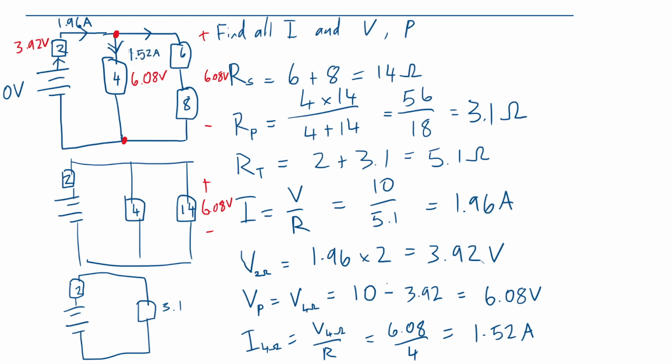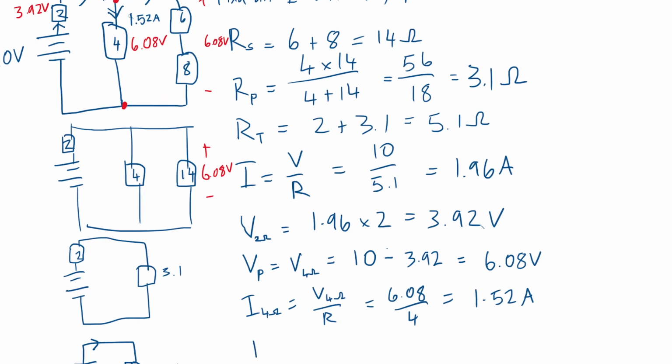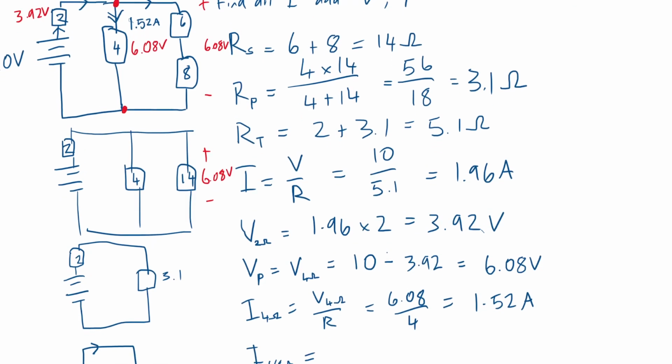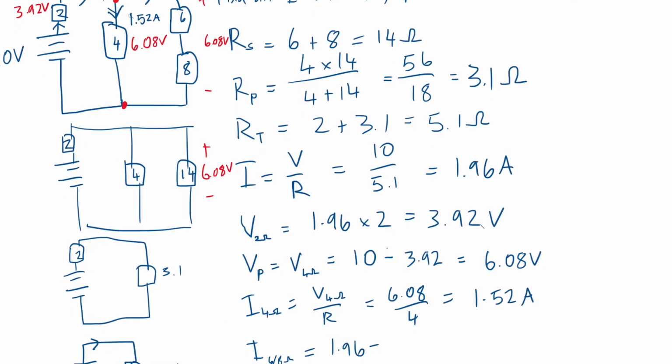So if 1.52 amps goes through the middle branch, how much current is left to go through the right branch? It's the difference between the total current and this branch current. So the current through the 6 or 8 ohms, which is the same, would be the total current, 1.96, take away the middle current, 1.52, leaves 0.44 amps.